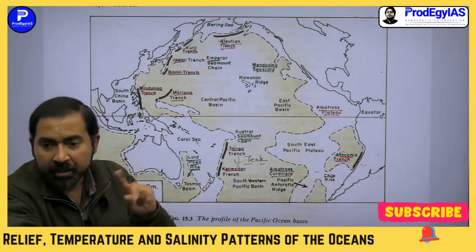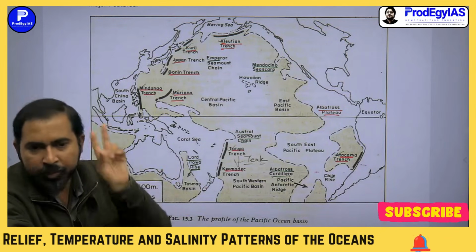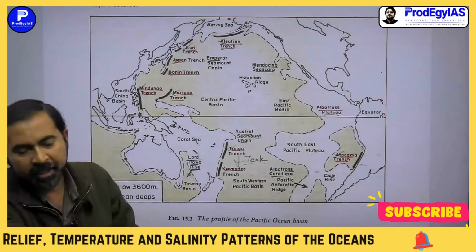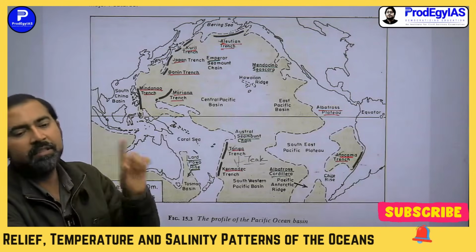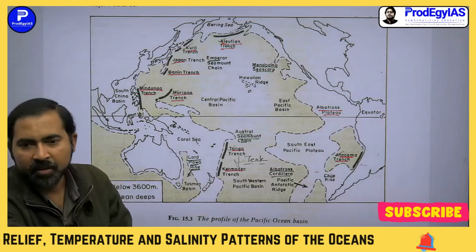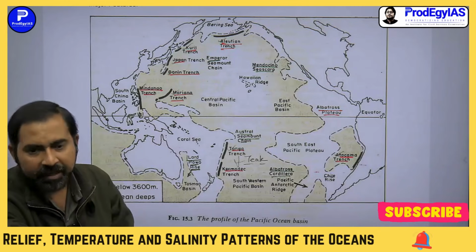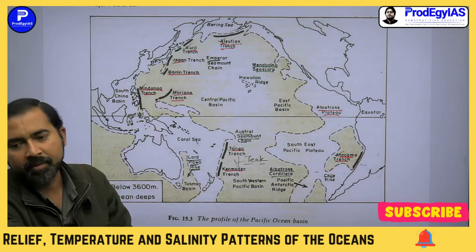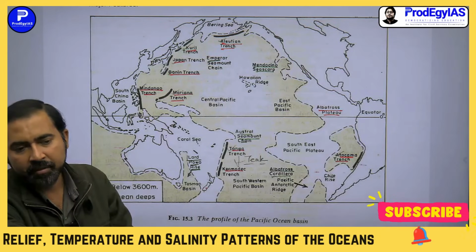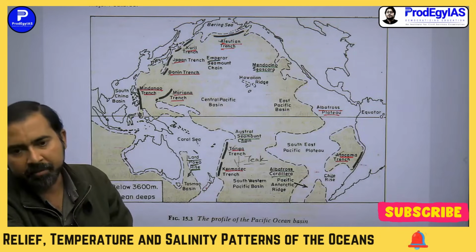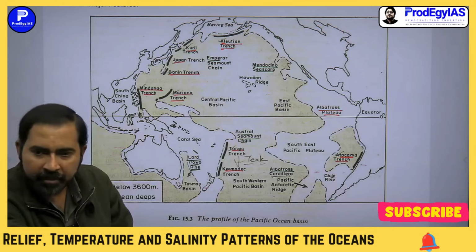There are two terms: active plate boundaries and passive plate boundaries. In active plate boundaries, you can see trenches, because there subduction is happening. One plate is going underneath another plate.